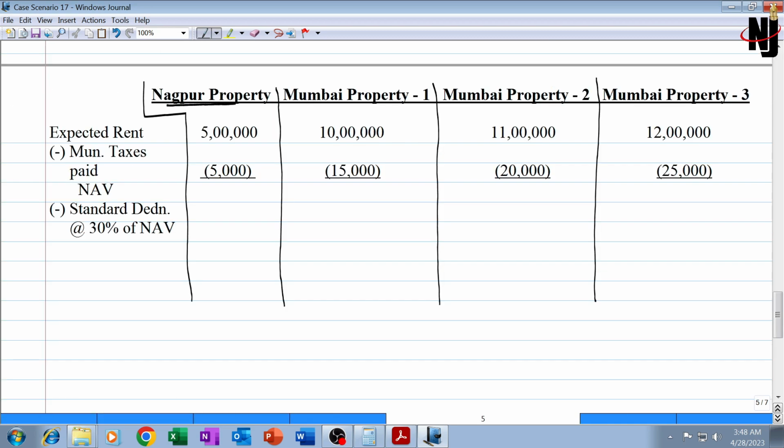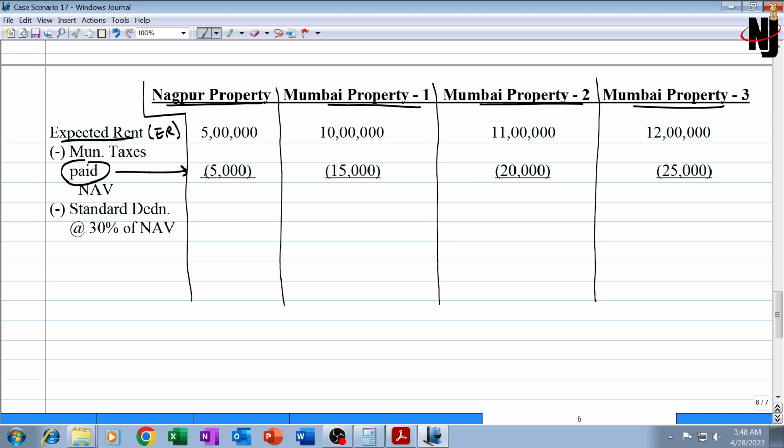So the story is this way: Nagpur property, Mumbai property 1, Mumbai property 2, Mumbai property 3. How much is the expected rent? Expected rent is lower than standard rent. So if offered to tax, the amount taxable will be 5 lakh, 10 lakh, 11 lakh, 12 lakh, less municipal taxes paid. For Nagpur property 5,000 has been paid, will be allowed, but for Mumbai property 15,000 is not paid, 20,000 not paid, 25,000 not paid. So NAV will be 4,95,000 for Nagpur property, 10 lakh rupees from Mumbai property 1, 11 lakh rupees from Mumbai property 2 and 12 lakh rupees from Mumbai property 3.